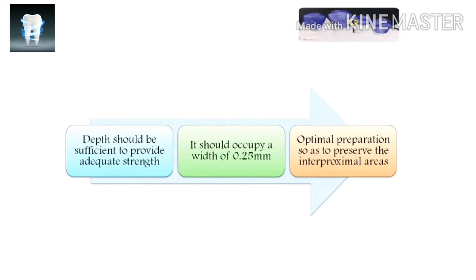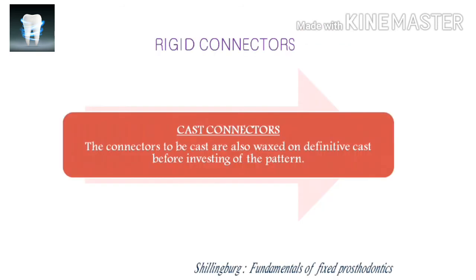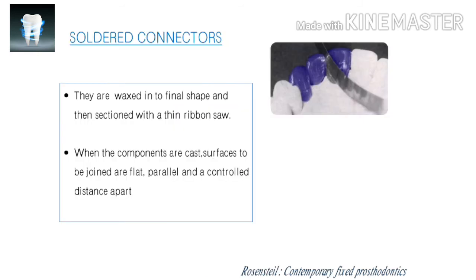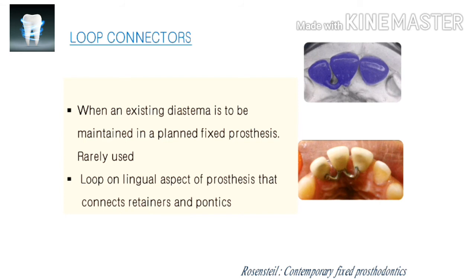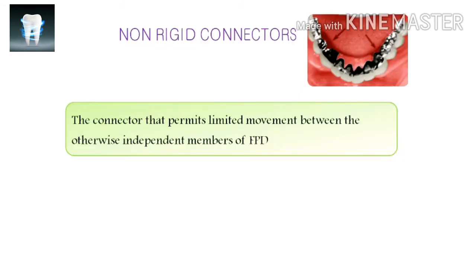The depth should be sufficient to provide adequate strength. It should occupy a width of 0.25 mm. And optimal preparation should be done to preserve the interproximal areas. Rigid connectors are connectors that don't allow any movement. Connectors are waxed into the final shape and then sectioned with a ribbon saw. When the components are cast, surfaces to be joined are flat, parallel and a controlled distance apart. Loop connectors are usually given in areas where diastema is to be maintained. It's rarely used. In this type, a loop on the lingual aspect of the prosthesis is given, which connects the retainers and the pontics.